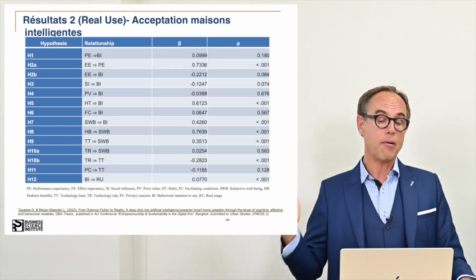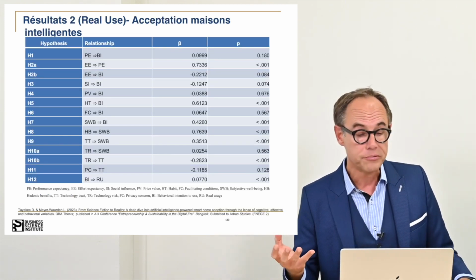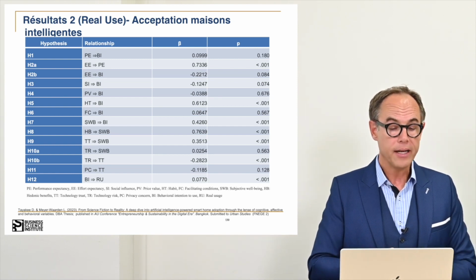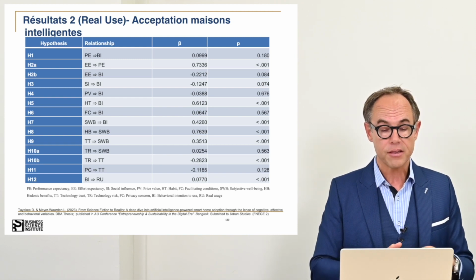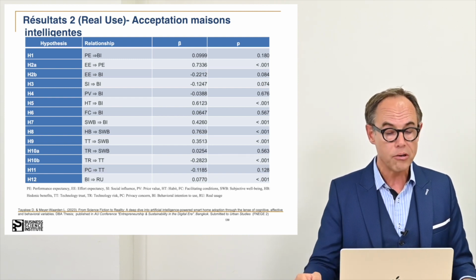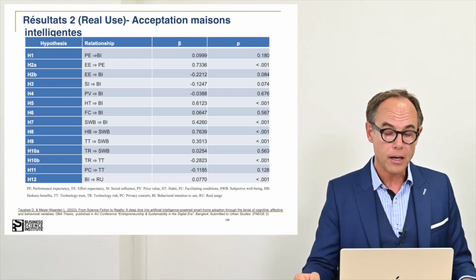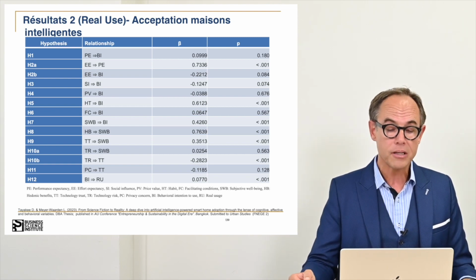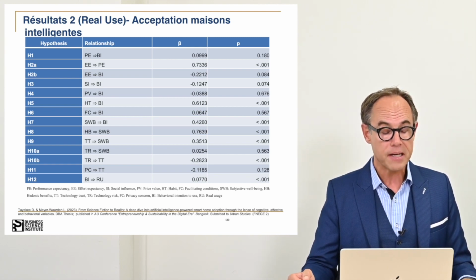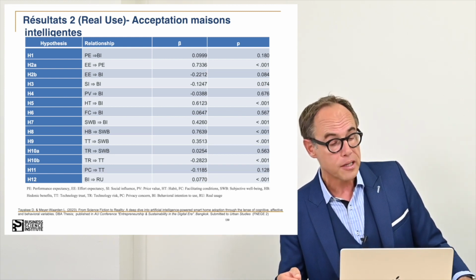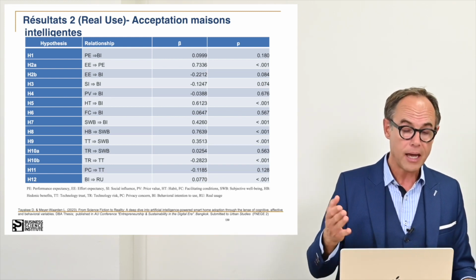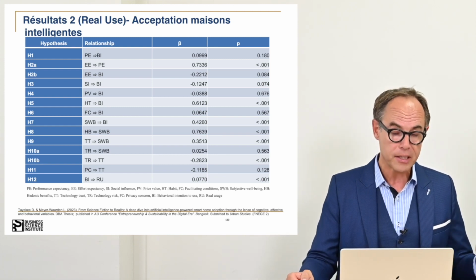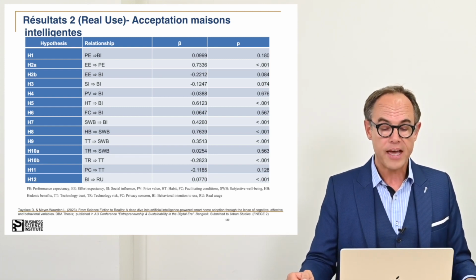This is confirmed in our second study, the study with the real smart home usage, where we confirm most of our hypotheses. You can see here the regression coefficients. For example, effort expectancy positively impacts performance expectancy, but we see that performance expectancy does not impact, in hypothesis 1, behavior intention to use, which is quite surprising, but I have an explanation for that.